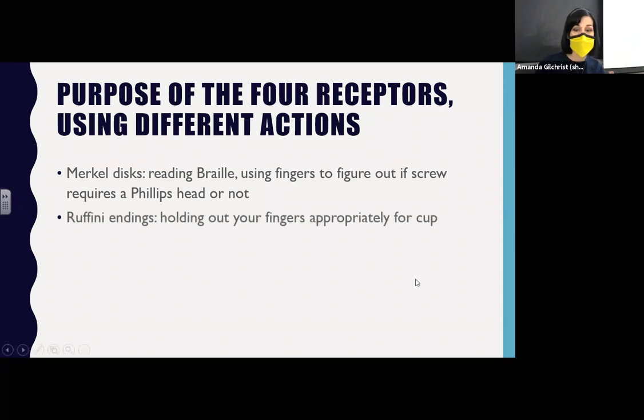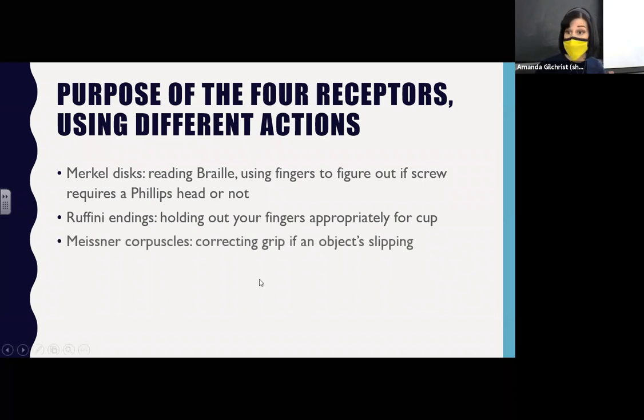If you're using Ruffini endings, this is about holding out your fingers appropriately to grasp a cup. For Meissner corpuscles, remember that here we're talking about sustained pressure. Meissner corpuscles are fast adapting, so they are used to actually correct your grip if an object is slipping out of your hand. You'll feel that skin stretch. The Meissner corpuscles will register that change and you'll correct your grip.